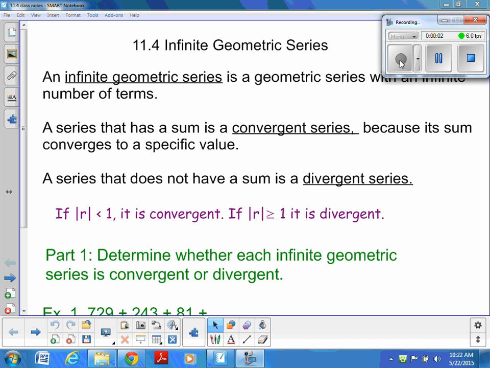Okay, so today we're going to figure out how to find the sum of an infinite geometric series.